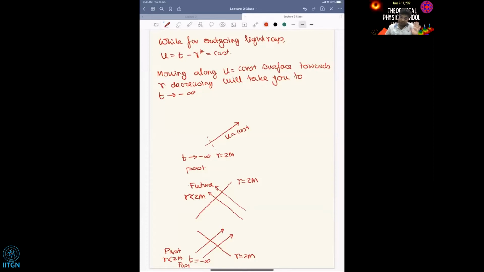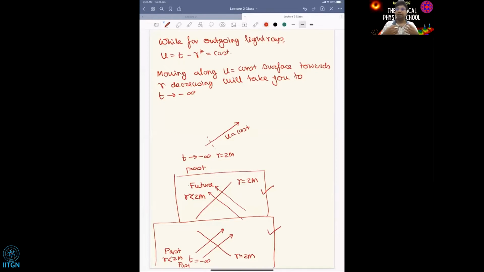And this is what is expected, because these two, what is happening here and what is happening here, are exactly time symmetric versions of each other. In this case, you can only enter r equal to 2m, go inside and cannot come out. For this case, you can only come out of r equal to 2m, increase r, but cannot go in. And since Einstein's equations are time symmetric, we expect both of these solutions.